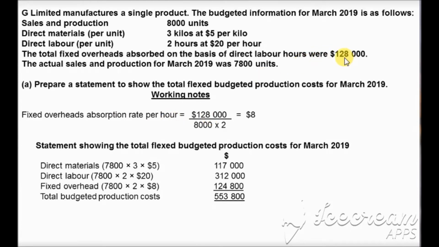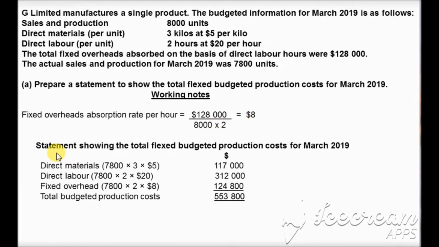We are going to calculate the fixed overhead absorption rate per hour, which will be equal to the total fixed overhead, given here as $128,000, divided by the basis on which we are going to allocate, that is the direct labor hours. The total units we are producing is 8,000, and to produce 1 unit we require 2 labor hours. So the total direct labor hours will be 8,000 times 2, which is 16,000. Once we calculate this, we get the fixed overhead absorption rate per hour as $8, and we require 2 labor hours, so it will be 2 times 8 for 1 unit.